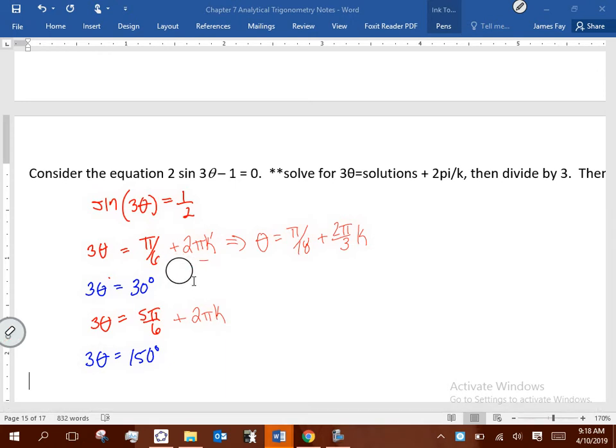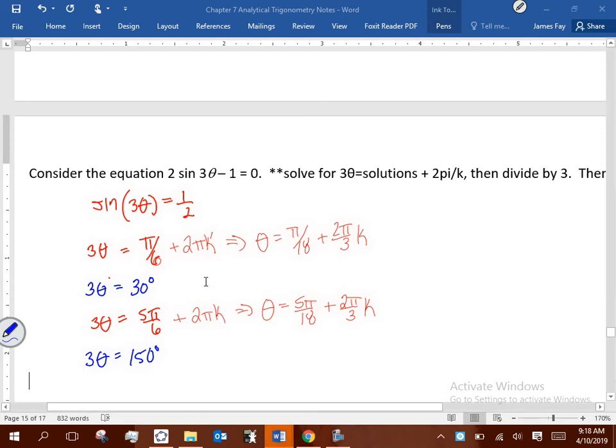Add the 2 pi k to the pi over 6. Down here, I would do the same thing. Okay, divide both sides by 3 or multiply by a third. And I'm going to get 5 pi over 18 plus then 2 pi over 3 times k. Is that okay with everyone? Okay, now just drawing kind of a comparison and then doing it in degrees. Instead of adding 2 pi k, you'd add what?